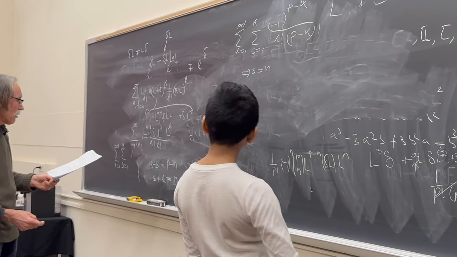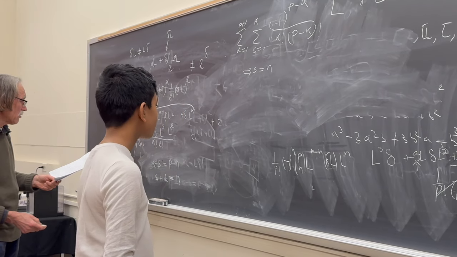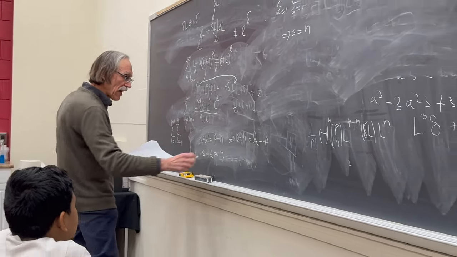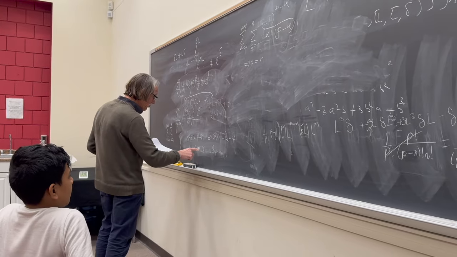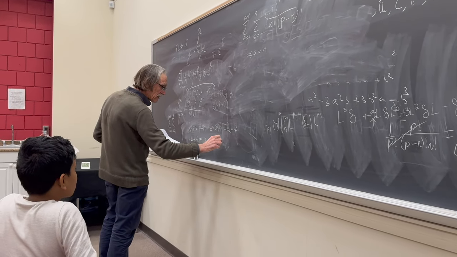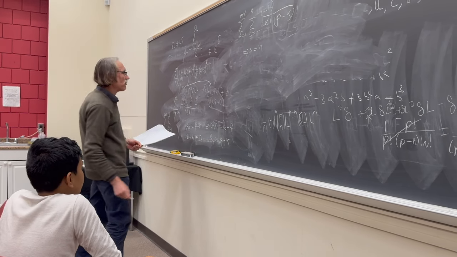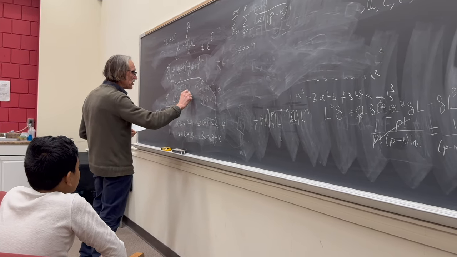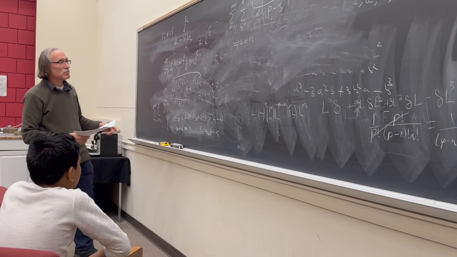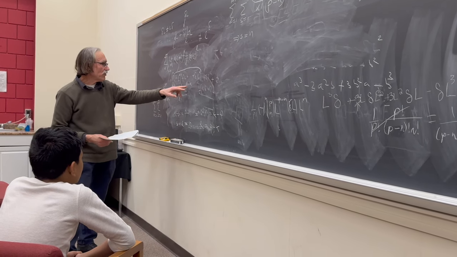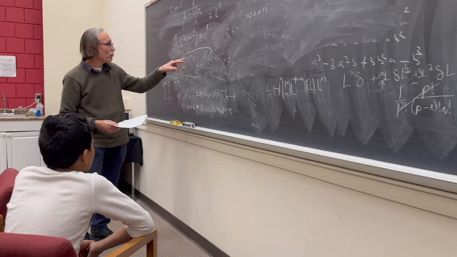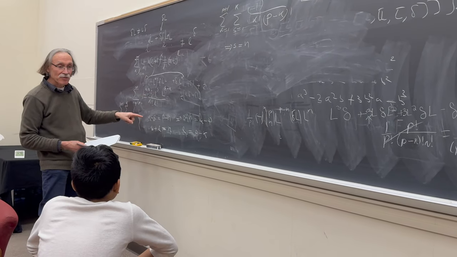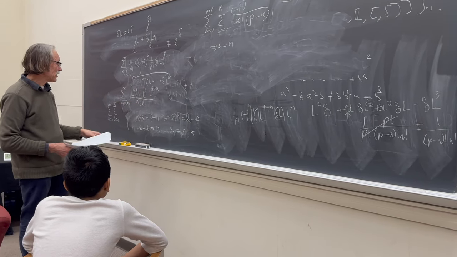And so L is equal to N minus S. So L is equal to P minus K. That's right. So this is P minus K. And that's better. So if this is P minus K, the total power is P. And that's what we want to have. So this is P minus K.